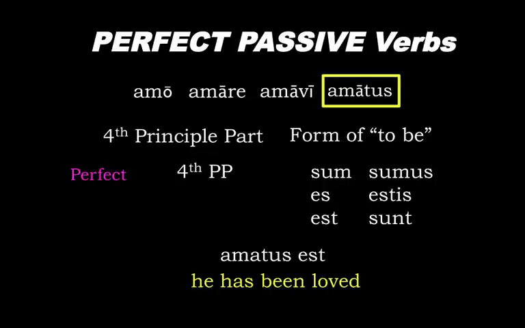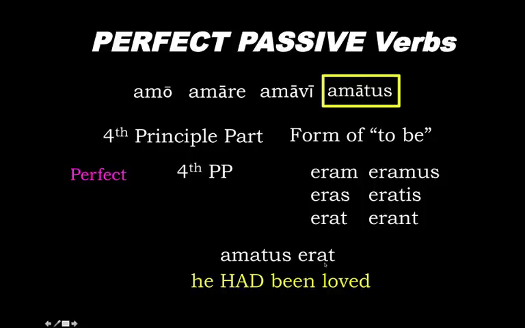Now the tense that we use of sum actually indicates the tense of our passive verb. So a perfect tense verb in the passive voice will use the fourth principal part, and it will use one of the present forms of to be. So the fourth principal part would be followed by sum, es, est, or sumus, estis, sunt. So together it would look like this as two separate words. Amatus est. He has been loved. And we get the person from the form of to be. Because that ends with a T, we know it's a he, she, or it subject.